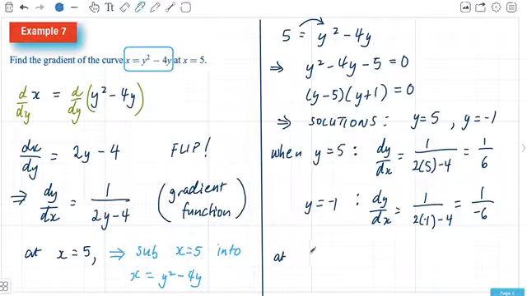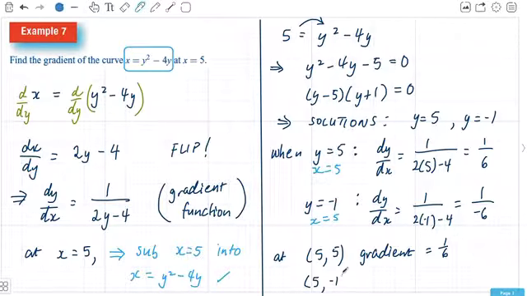So at (5, 5), the gradient equals a sixth. Why is it 5, 5? Well, this is when x equals 5 and when y equals 5, because in both of these cases x equals 5. That's how we got to these two y values. And the other coordinate would be when x equals 5 and y equals negative 1, where the gradient is negative a sixth. And you might think, how is that possible?